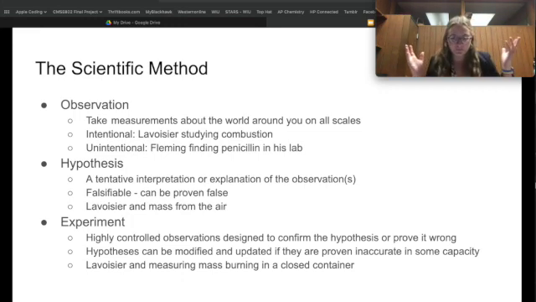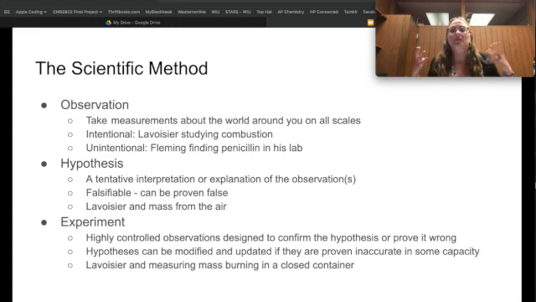So the first step to the scientific method is observation. This is taking measurements about the world around you on lots of different scales. Again, this can be used by any kind of scientist. That may be physicists and astronomers studying galaxies, or chemists and quantum physicists studying things at little teeny tiny levels, biologists studying big animals or cells. It can be at any level.